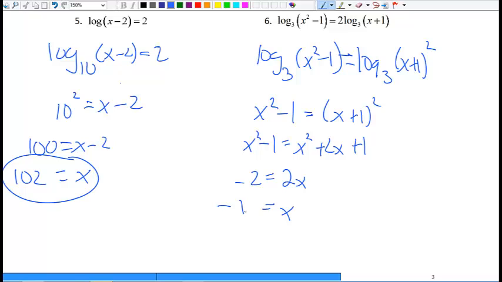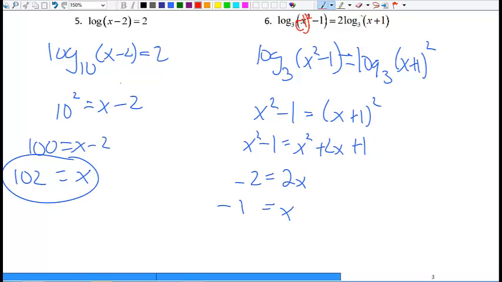Now let's check our domain restrictions on something like this. If I bring this up here, I get negative 1 squared minus 1. Let me show you what I'm talking about. If I bring in negative 1 squared, I get 1 minus 1, which is 0. That's not good. And over here, I get negative 1 plus 1, so I get log of 0. Log of 0 is undefined. When x is 0, if the function's log, there is no y value that corresponds with 0.